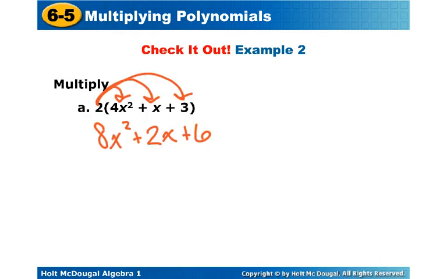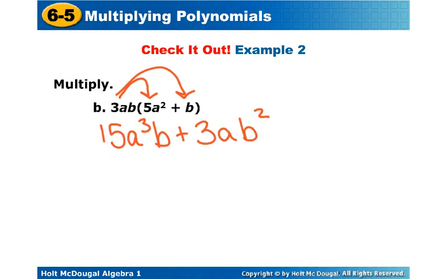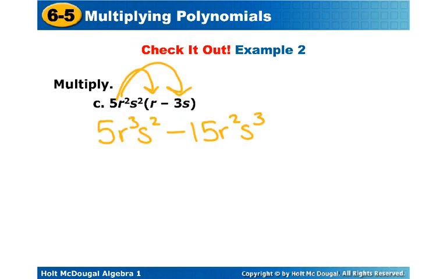Okay, here's your example for the first one. So 2 times 4x squared plus x plus 3 gives us 8x squared plus 2x plus 6. Letter B, you get an answer of 15a cubed b plus 3ab squared. One more to do. And the last one, letter C, gives us 5r cubed s squared minus 15r squared s cubed. Alright, so that's the end of the examples for taking a monomial and multiplying with a polynomial.